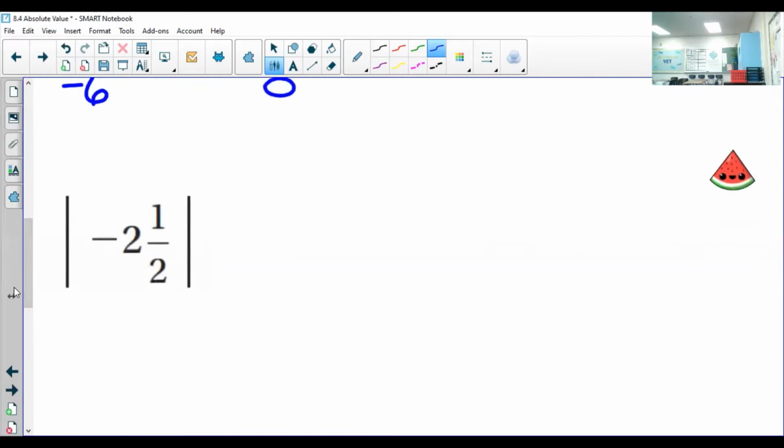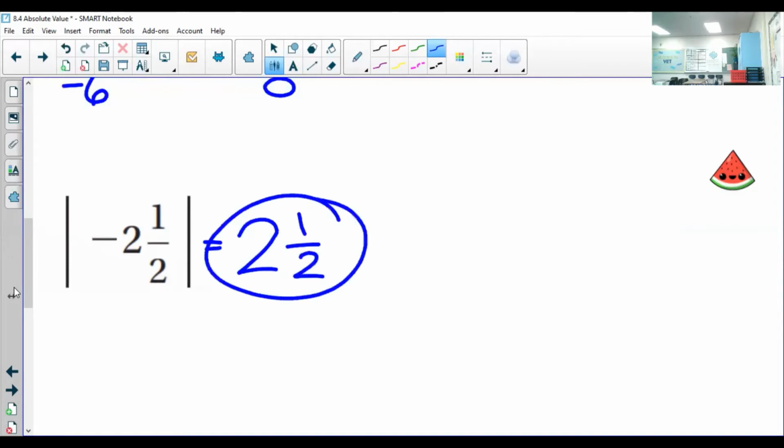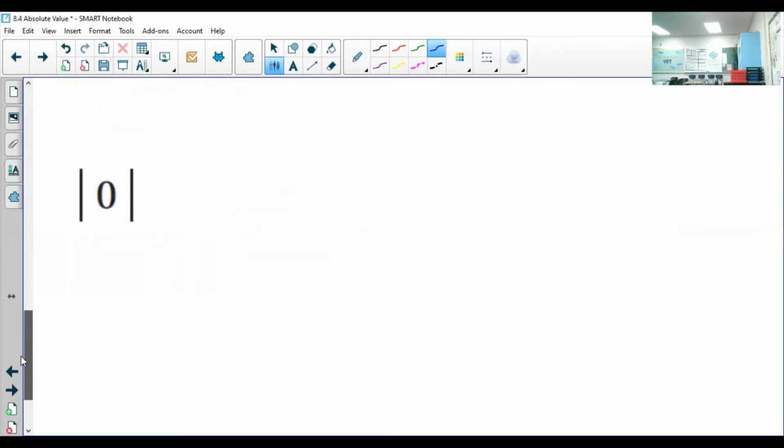Now we have negative 2.5. Find the absolute value of negative 2.5. Well, if you're getting the hang of this, you don't even need a number line, because how far away is 2.5 from 0? It's 2.5 away from 0. That's it. That's the answer. That's what you circle. Boom, you're done.